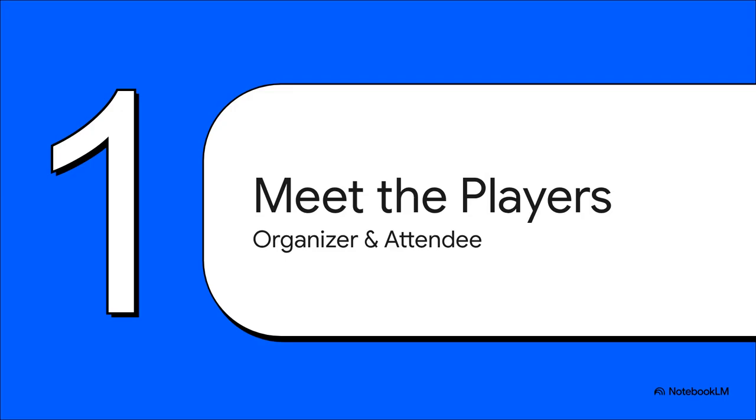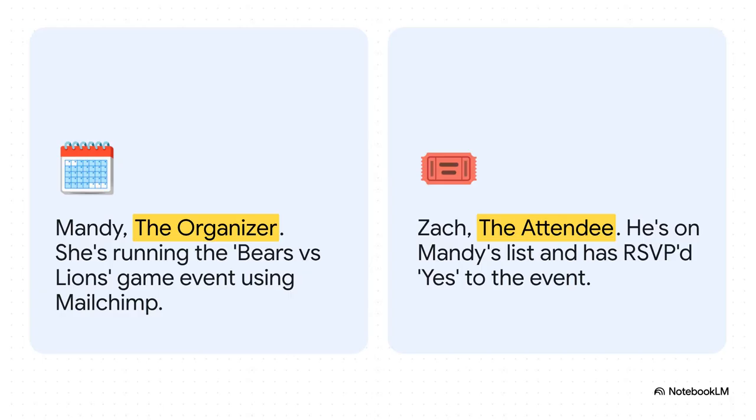So to really get how this works, let's make it human. We're going to follow a really simple story with two main characters. Because this isn't just about the tech, it's about the people on both ends of that invitation. All right, so on one side, we've got Mandy. She's our event organizer, and she is putting together this big Bears versus Lions game viewing party. And on the other side, we have Zach. He's on Mandy's Mailchimp list, he's a huge fan, and he has already clicked yes.